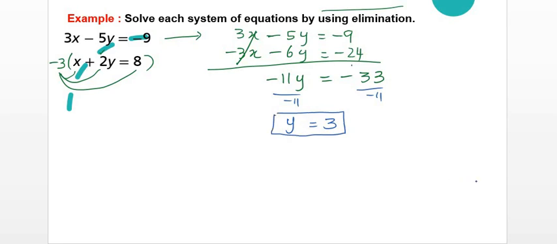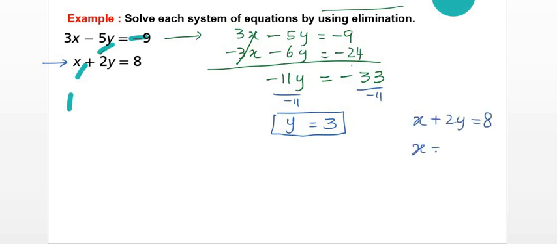Now I got the value of one of the variables. Now let's substitute this value of y into any of these two equations. By the way, in my last video, as I told you, it's easier to substitute it in the one that has all the positive signs. So I'll go with equation number 2. So equation number 2, it says x plus 2y equals 8.